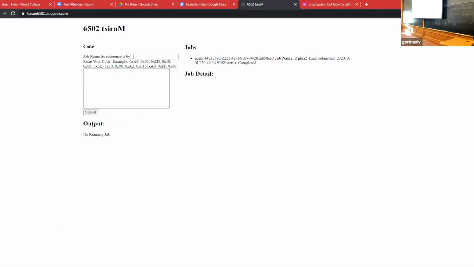Sometimes, but if not, it depends on how quickly it runs and when it polls, because it polls. But if you click the job, you get to see the output. All right. Now, 2 + 2 is pretty easy. Let's look at this really quick.